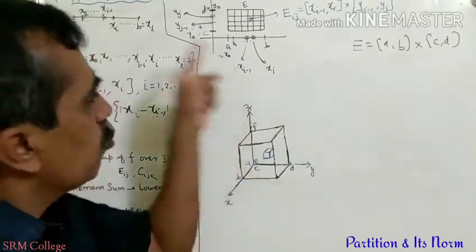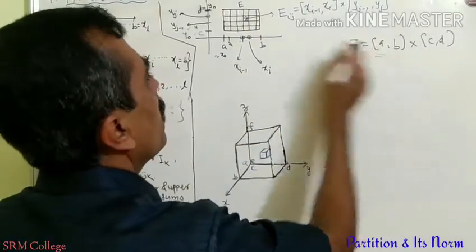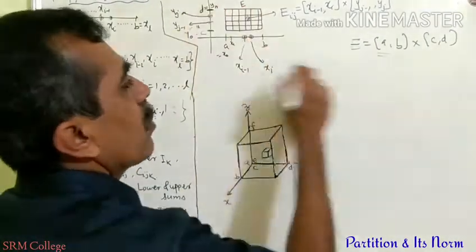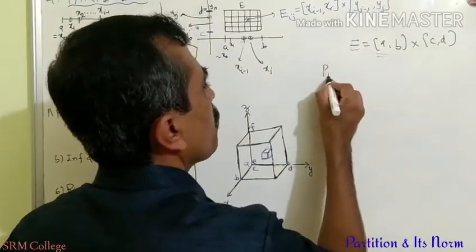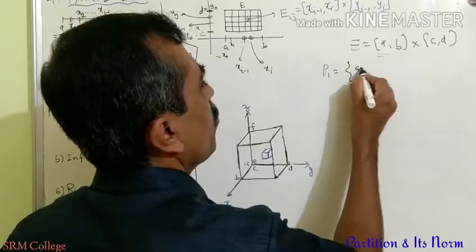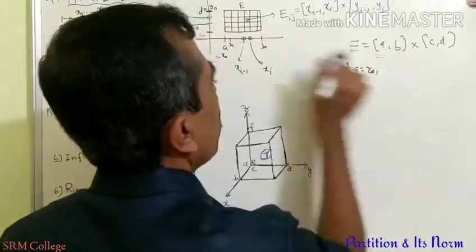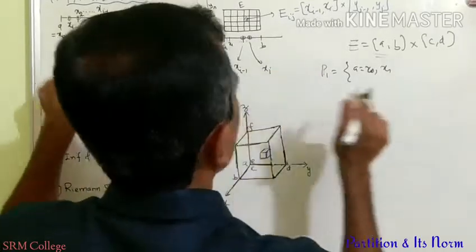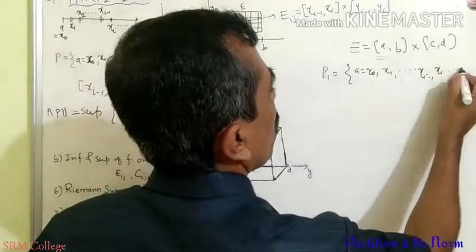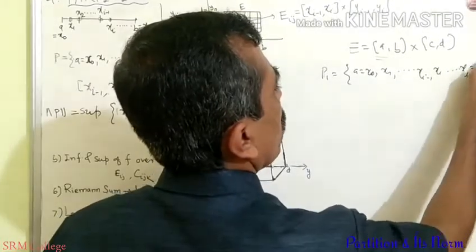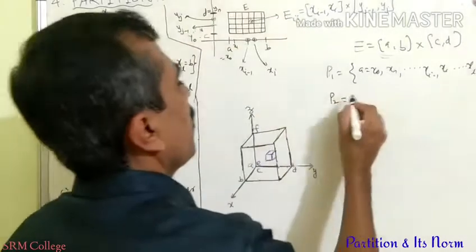Now to do this, we have to partition both the edges AB as well as CD. So we will partition AB, and we will partition CD. Suppose P1 is the partition of the edge AB or side AB. As usual here, similarly x1, x2, similarly x(i-1), xi and so on. Suppose xl is equal to b, and let P2 be the partition of this other side of the rectangle.